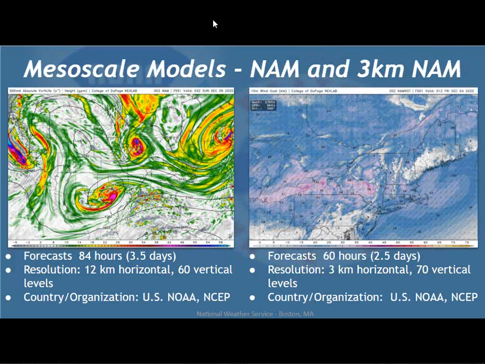Now you can see that the regular NAM has a 12 kilometer horizontal resolution and 60 vertical levels, whereas the 3 kilometer NAM has a 3 kilometer horizontal resolution and a few more vertical levels. Both of these are American models run at NOAA and NCEP. There are all sorts of parameters just like the global models, but these basically come into play when we're about 2 to 3 days out. They don't go out as far, you see only 2.5 to 3.5 days, but they have higher resolution. And this is when we really start to get into winter weather, into the time range where we can really start to hone in on what we think is actually going to happen.